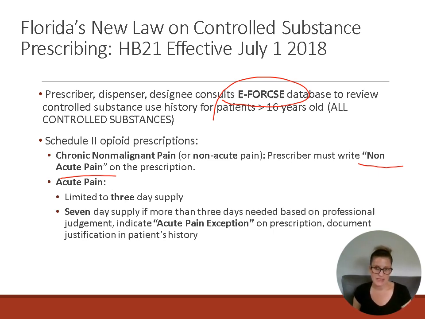You can prescribe a 7-day supply, but you need to indicate acute pain exception on the prescription. So you need to tell the pharmacist, giving them 7 days, there's an acute pain exception. I expect this to last longer than 3 days, and you need to justify this in the chart in the patient's history.